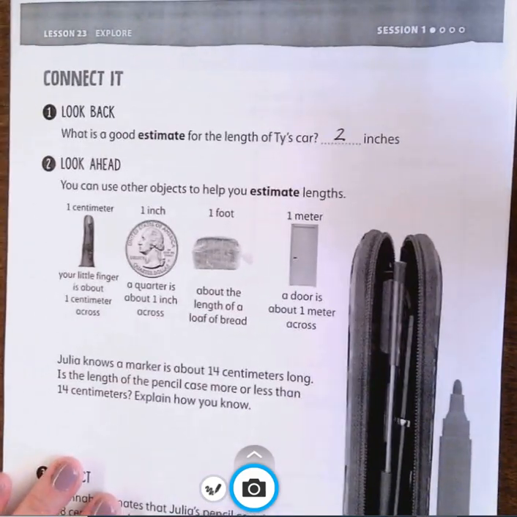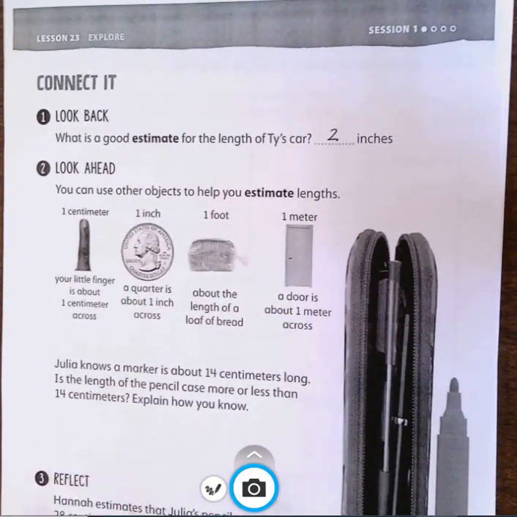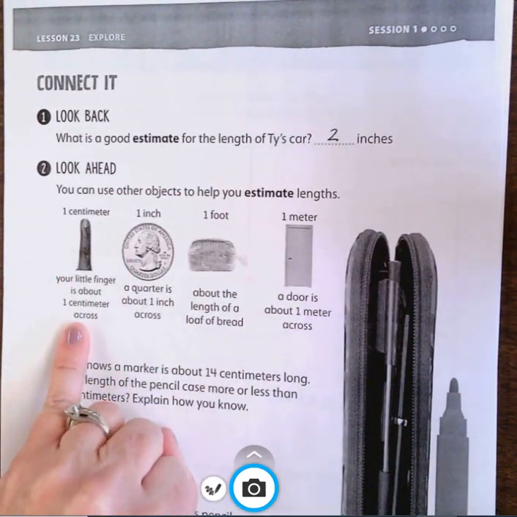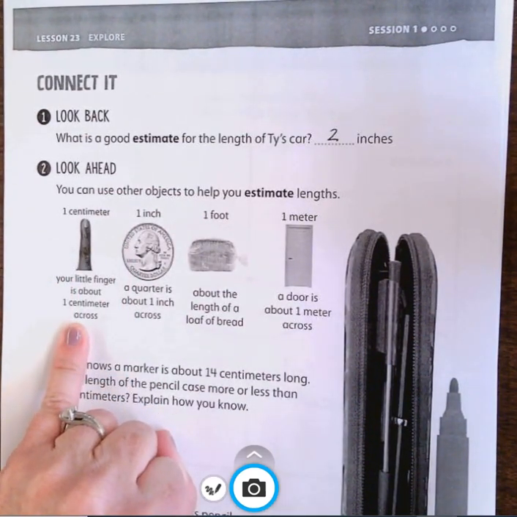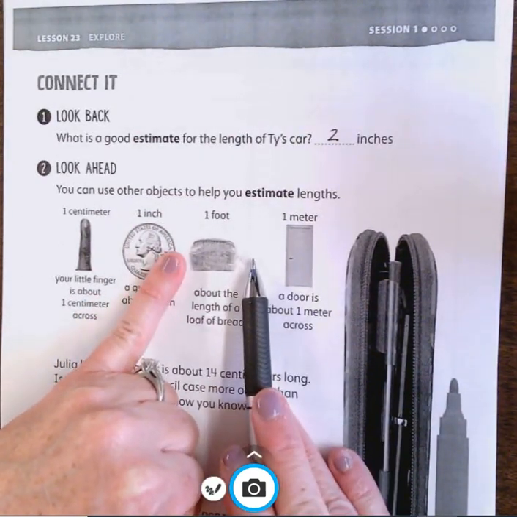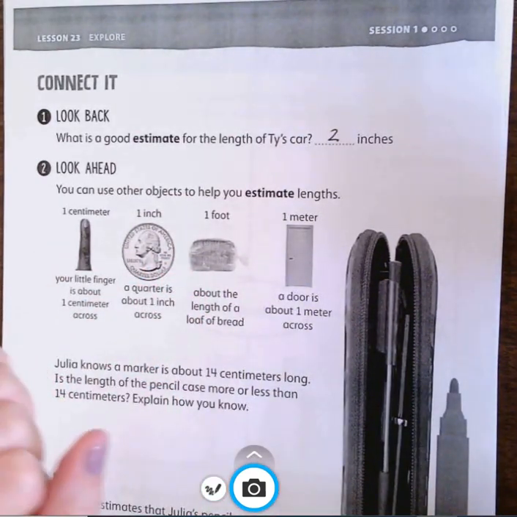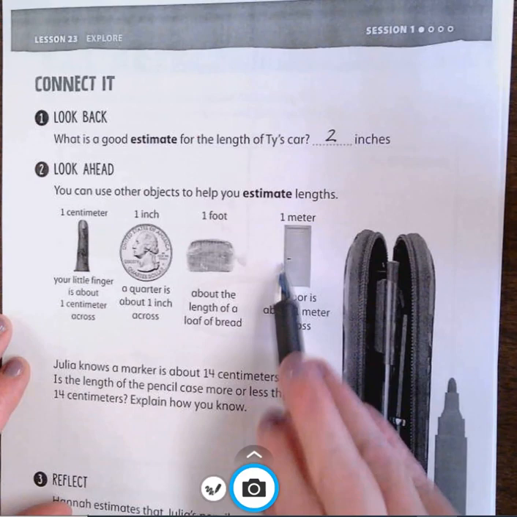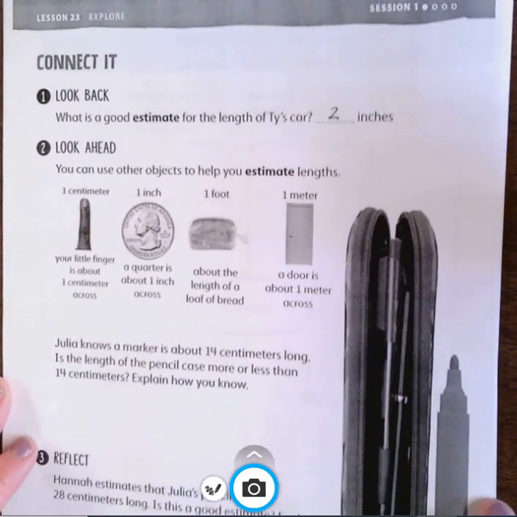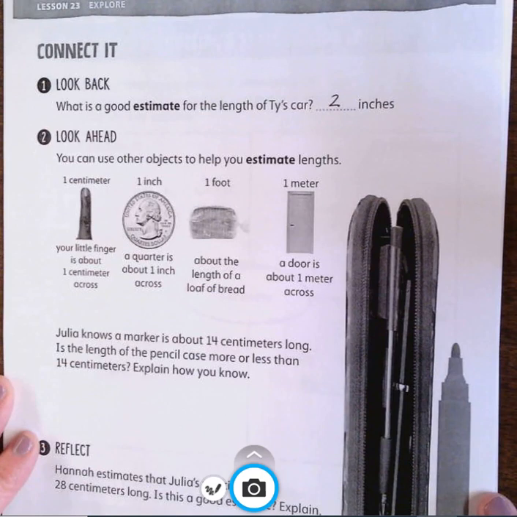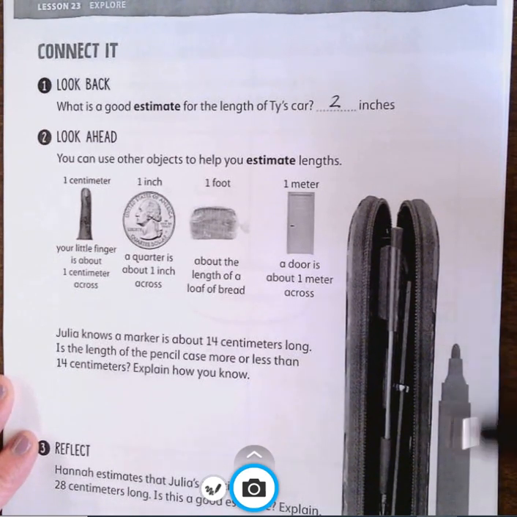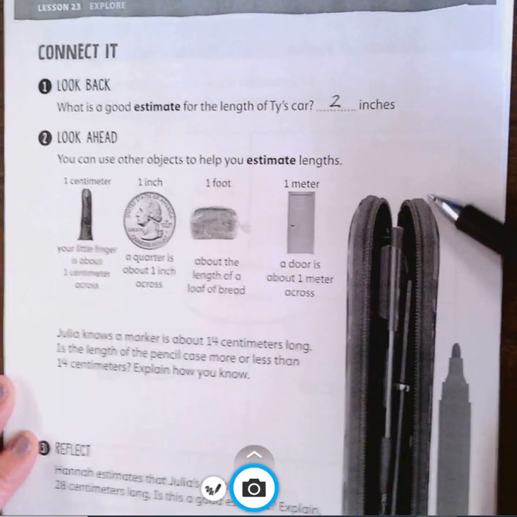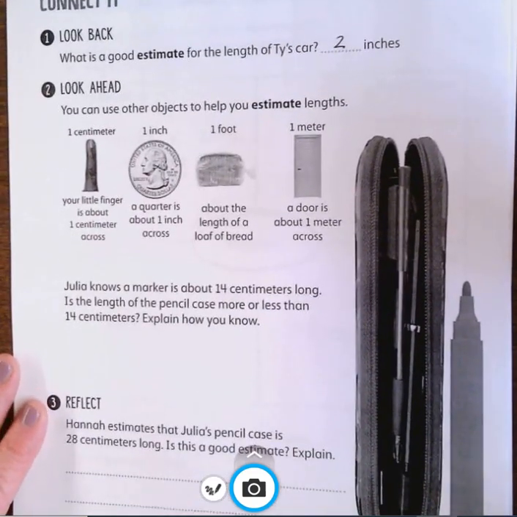Okay, you can use other objects to help you estimate lengths. Your little pinky is about 1 centimeter. A loaf of bread is about 1 foot. And a meter is about the width of a door across. Julia knows a marker is about 14 centimeters long. Is the length of the pencil case more or less than 14 centimeters? So if this is 14 centimeters long, is this going to be more than 14? It's going to be more.